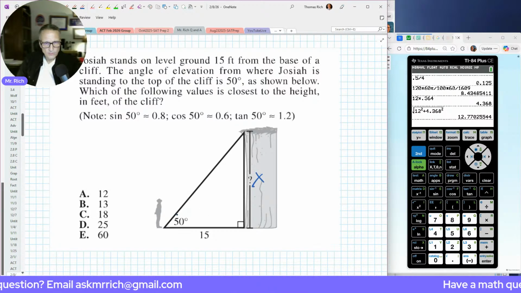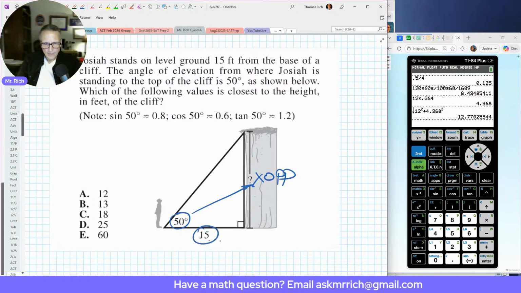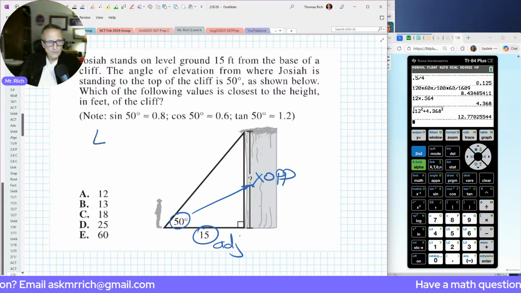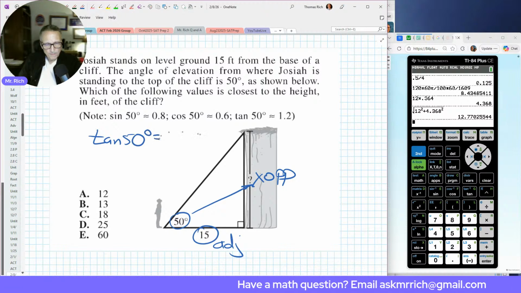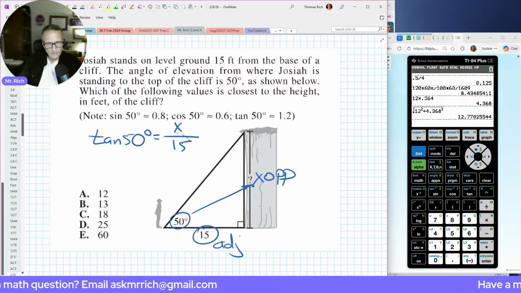And notice, I know an angle. The side that I'm looking for would be the opposite side. The side that I know is the adjacent. So again, this is going to be a tangent relationship. So the equation is tangent of 50 degrees would be equal to the opposite length, which we're going to call x, divided by the adjacent length, 15.